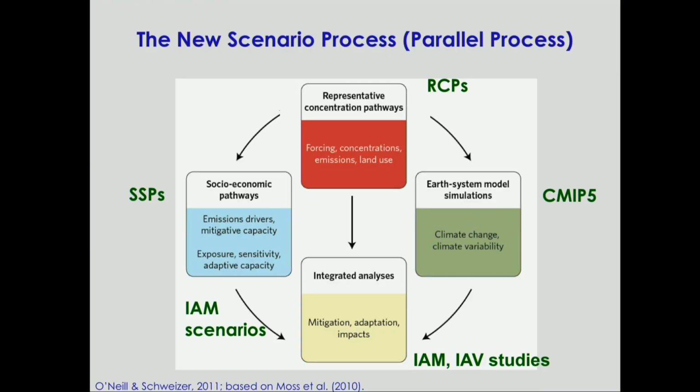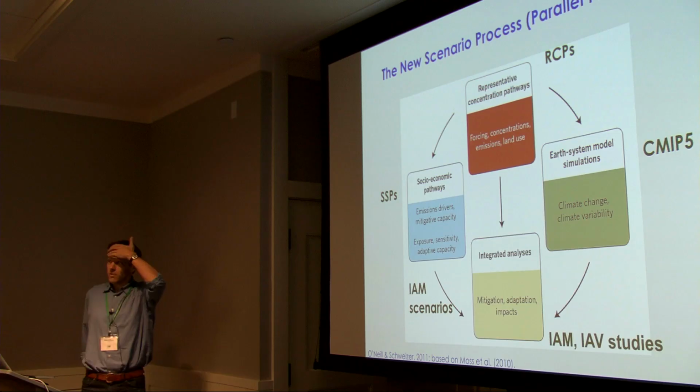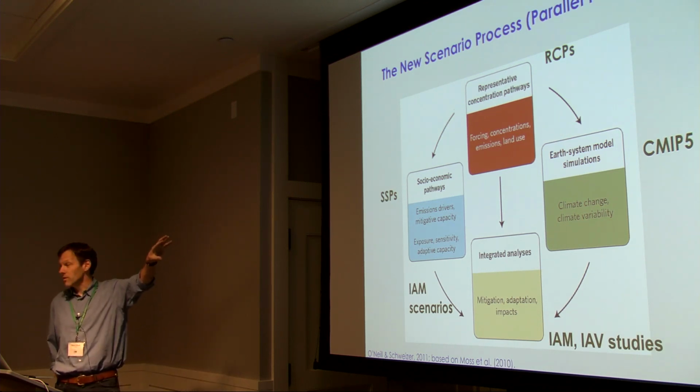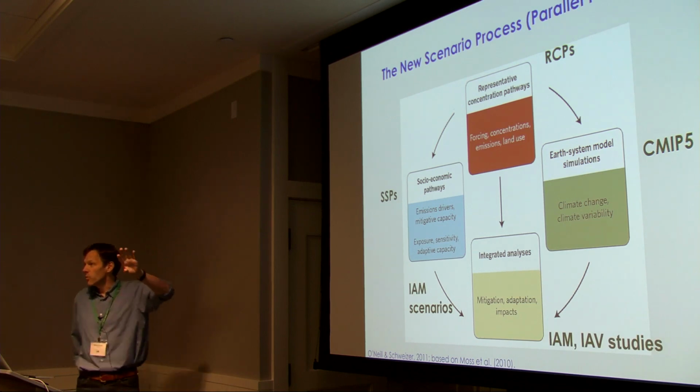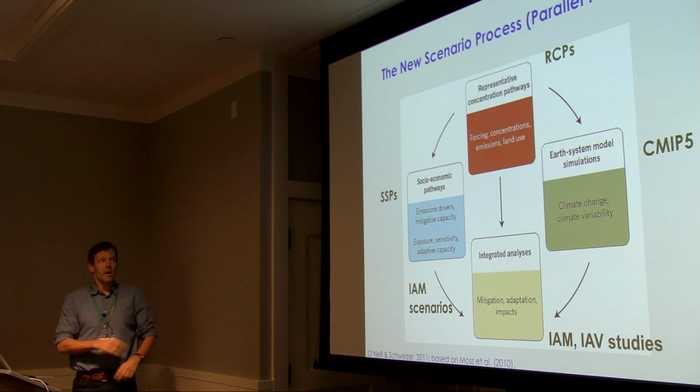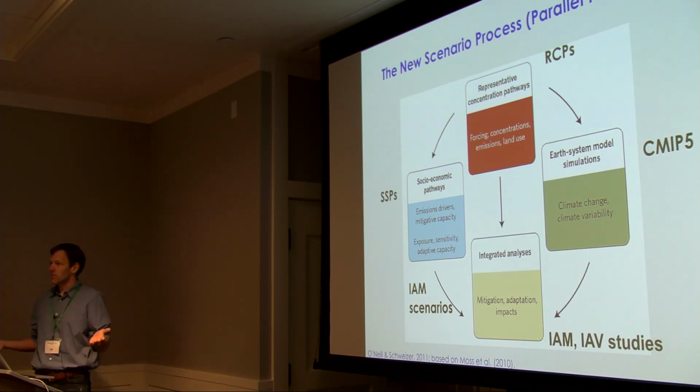Just one quick reminder of what this scenario process actually means. I think we're all on the same page, but when we say the new scenario process or parallel process, this is what it means. It means the process that was started maybe 7 or 8 years ago, when the RCPs, these representative concentration pathways, were defined. These are concentration or forcing pathways over time. And the idea was to do two things in parallel.